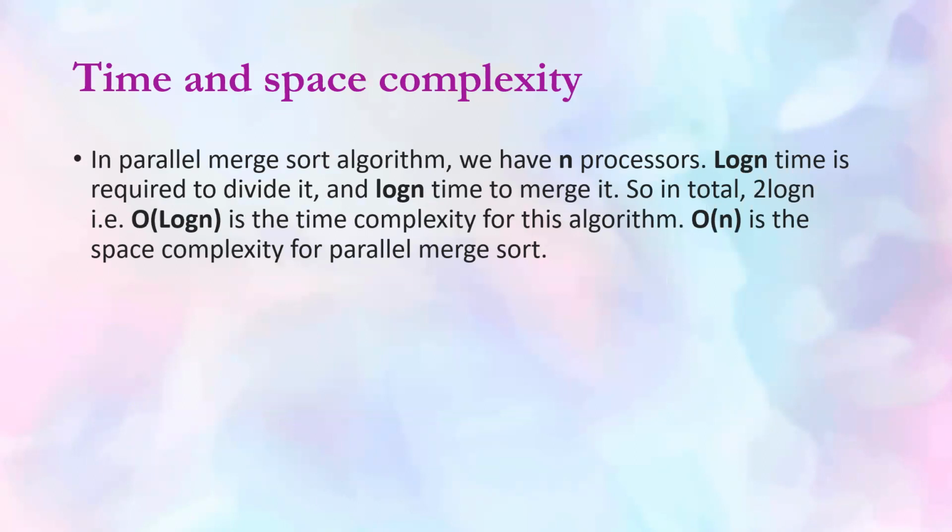So as we already have discussed, the time complexity of this is order of log n, and it is going to divide at the pace of order of log n and merge it in the same way. So in total you have 2 log n, or order of log n, as the time complexity, and space complexity you have order of n. So we find that there is not much difference in terms of space complexity, but in terms of time complexity there is a significant difference between a parallel merge sort and a serial merge sort.